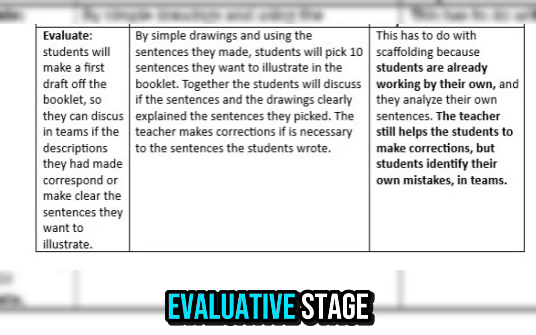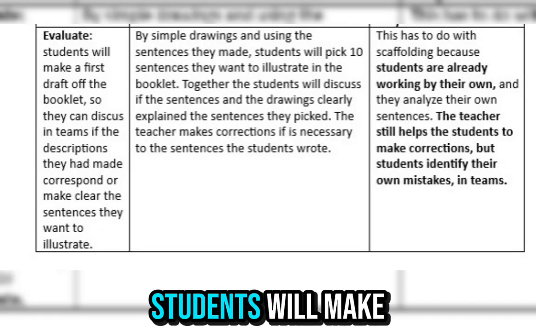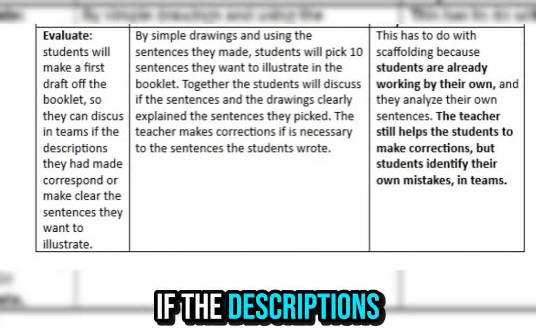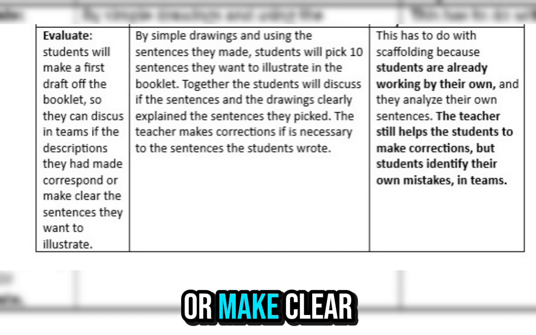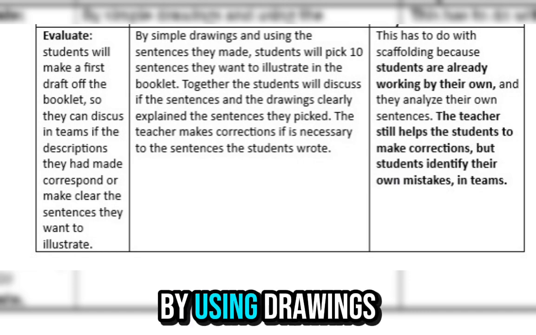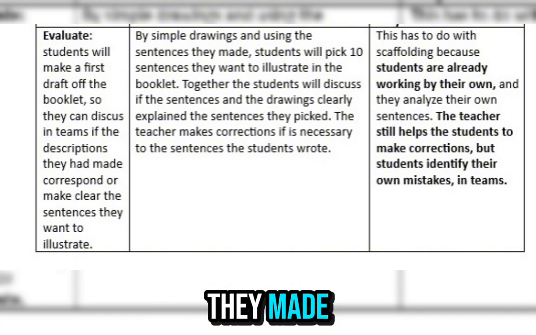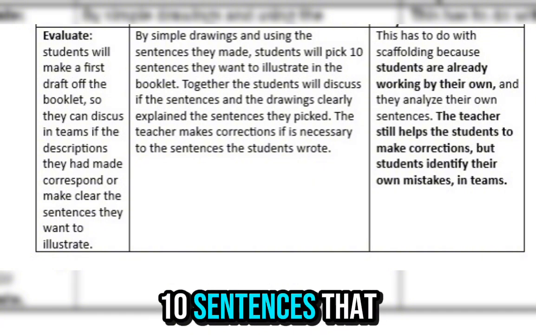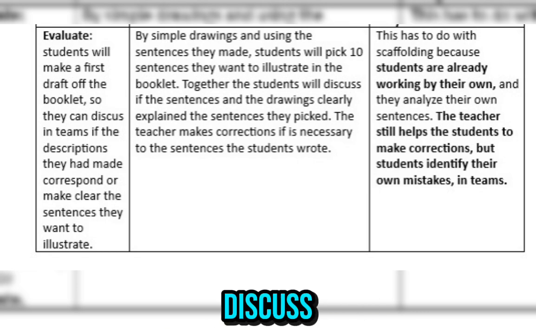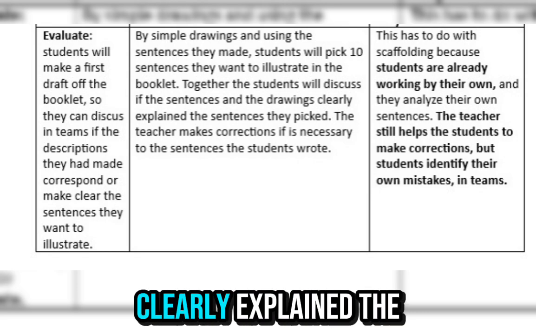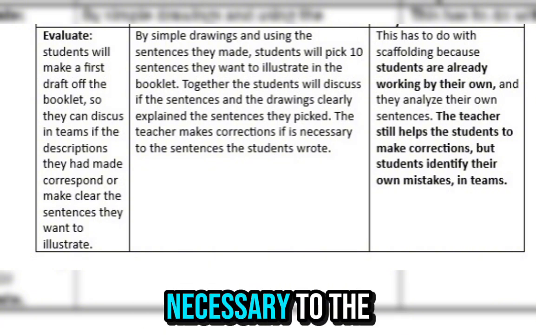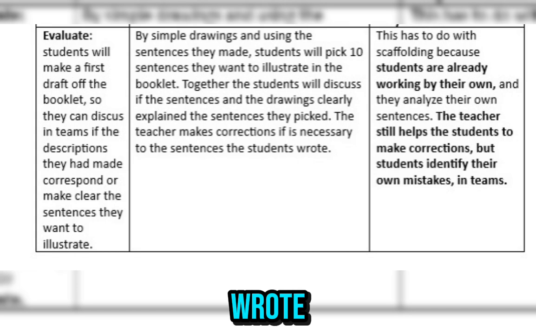Now in the evaluate stage, students will make a first draft of the booklet so they can discuss in teams if the descriptions they had made correspond to or make clear the sentences they want to illustrate. By using drawings and the sentences they made, students will pick 10 sentences that they want to illustrate in the booklet. Together, the students will discuss if the sentences and the drawings clearly explain the sentences they picked. The teacher may make corrections if necessary to the sentences the students wrote.